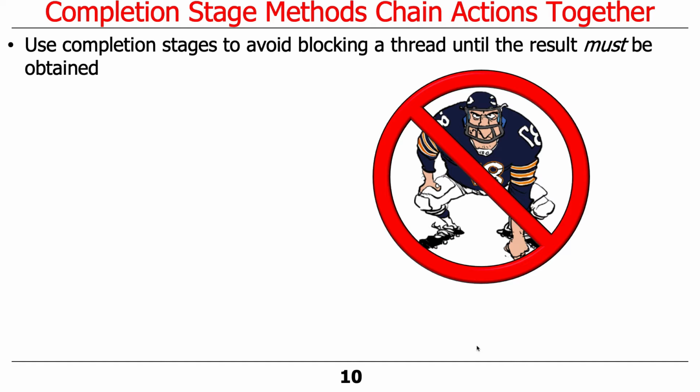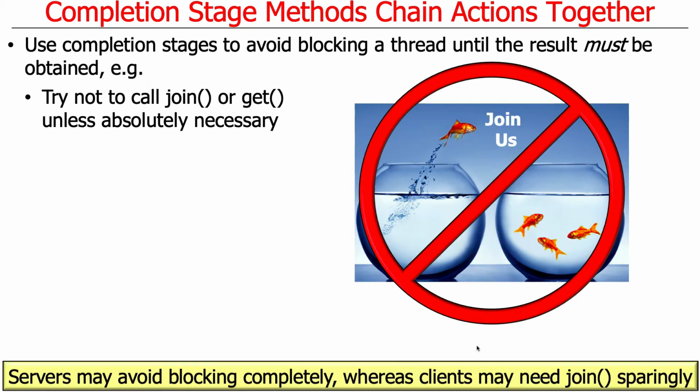So why the heck do we do all this stuff? Completion stages are valuable in the Completable Futures framework to avoid blocking threads until the results absolutely must be obtained. So you really don't want to have to block unless you really, really have to. So we don't want to block as a general rule of thumb. One of the consequences of this, which you should always remember when you're writing asynchronous code with this framework, is try to avoid calling join or get unless you absolutely must. So you really try to avoid doing this.